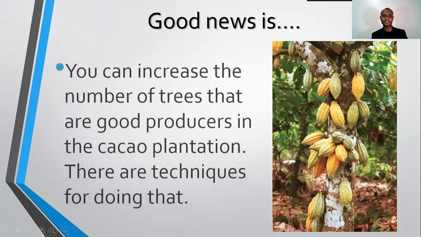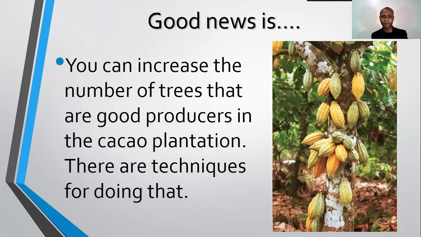Now the good news is you can increase the number of trees that are good producers in your cacao plantation. There are techniques for doing that. Irrespective of all the problems there is, so far as growing cacao is concerned, there is still good news. There's something you can do in order to increase yield on your farm.